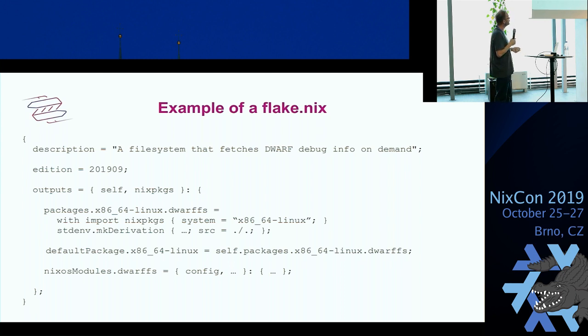So if we want to do things like remove the URL syntax from the Nix language, then the edition field allows that. At some point we would bump this to 2020-something, and then old flakes would still be parsed using the old syntax and new flakes using the new one. All right, so the main thing here is the outputs. So there are some packages here. Well, there's actually only one package. There's a default package which just aliases that package, and there is a NixOS module, dwarfFS.